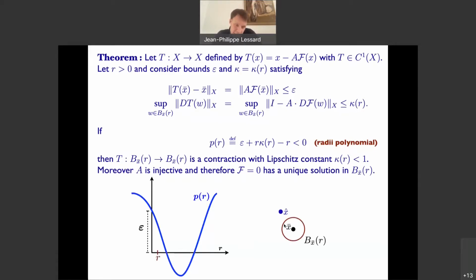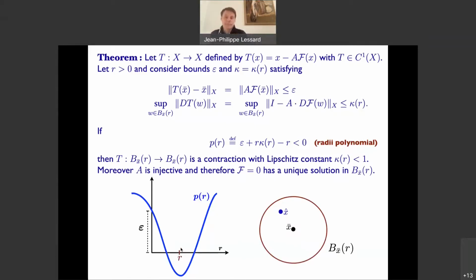That can be seen also from the fact that if you have x bar numerical solution and you take the radius to be too small, which is here, for instance, then you will not recover a ball which contains the true solution, right? Which is here portrayed by x hat. So you have to take it carefully.